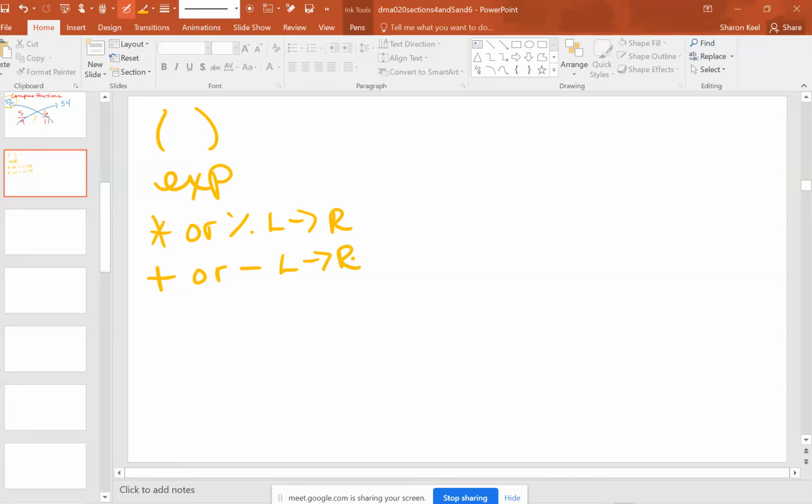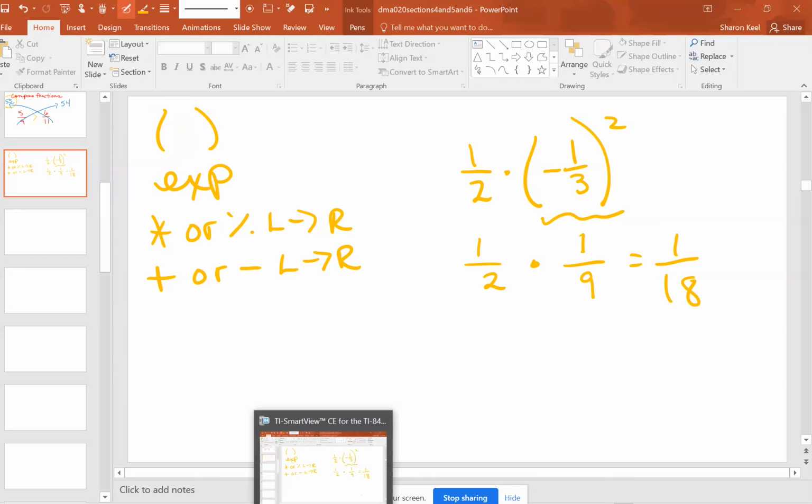So if we were to have, for example, 1/2 times -1/3 squared, the first thing we're going to do is simplify the -1/3 squared. That's a -1/3 times a -1/3. Negative times negative is a positive. 1 times 1 is 1. 3 times 3 is 9. We now have 1/2 times 1/9. 1 times 1 is 1. 2 times 9 is 18.